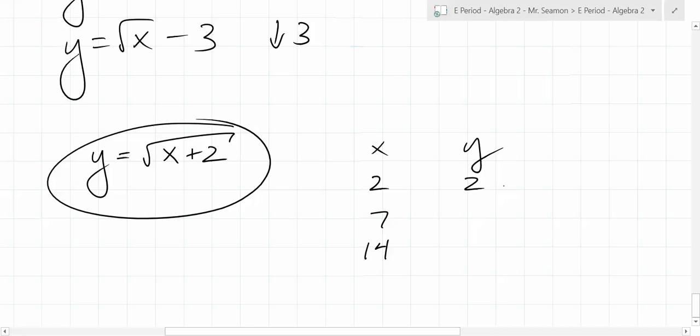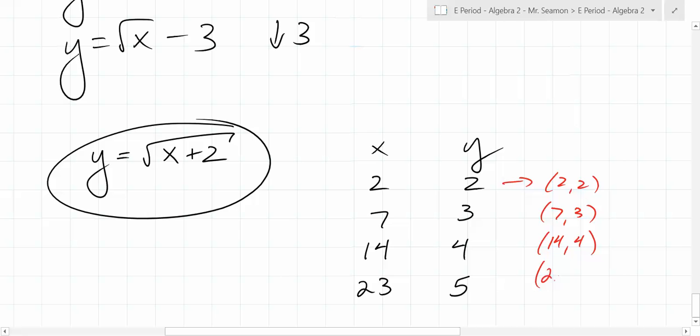If I plug in 7, what do I get out? 3. If I plug in 14, what do I get out? 4. How about 23? What do I get out? 5. So these all correlate to points. What points do these correlate to? 2, 2; 7, 3; 14, 4; and 23, 5.